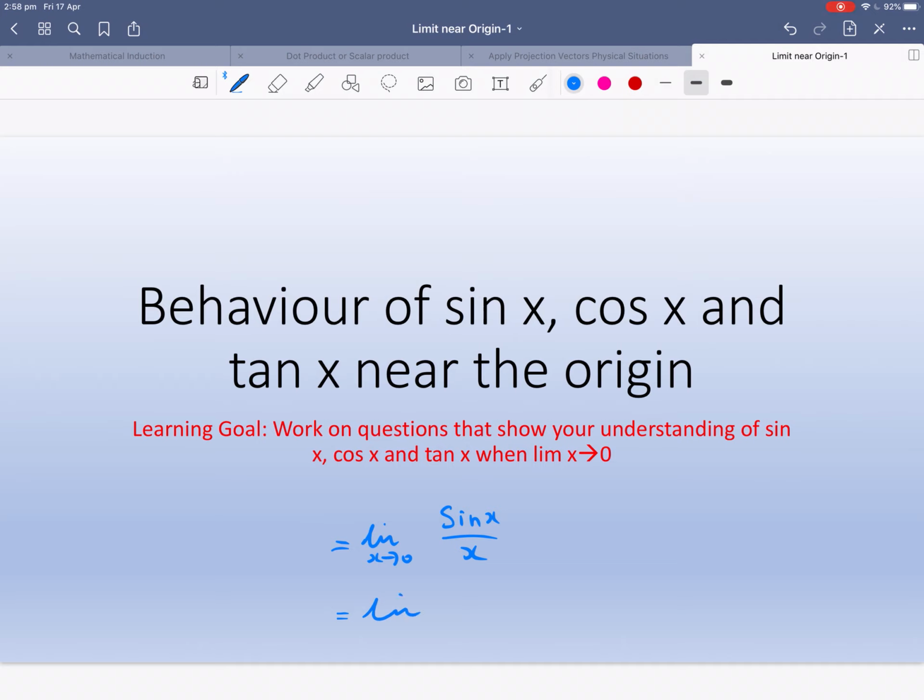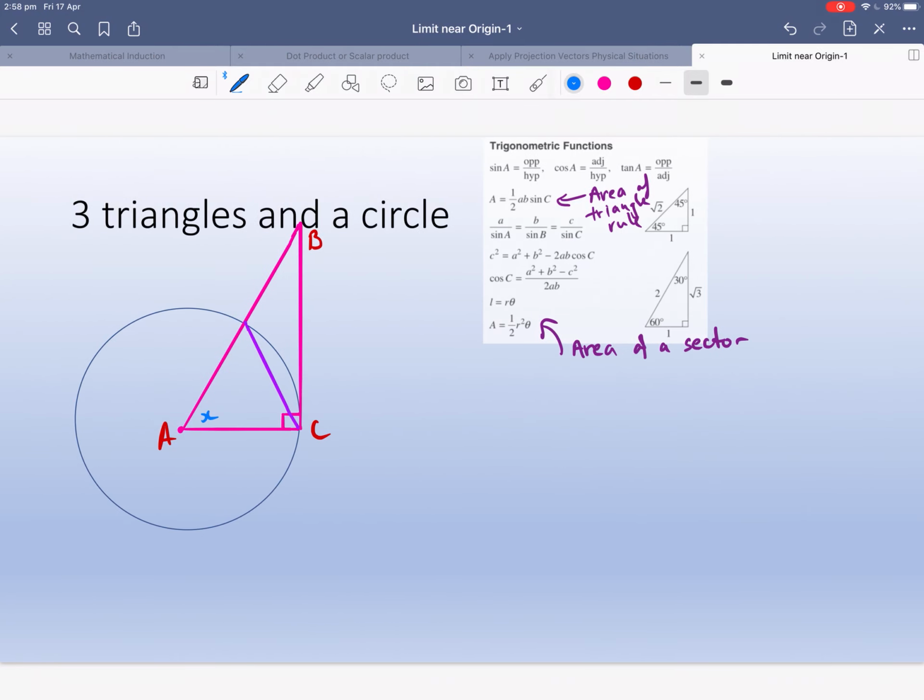The one we'll be using in the same way will be this one as well. So I'm going to get straight to the explanation because I feel like it might take a bit of time, but we'll go with it now. This is just from your formula sheet, and in it you've got the area of a triangle rule and the area of a sector. Now a sector is a pizza slice. So what we're going to do is calculate the area of these three shapes.